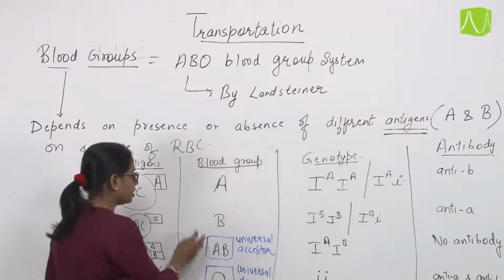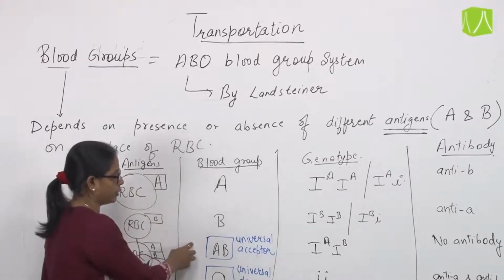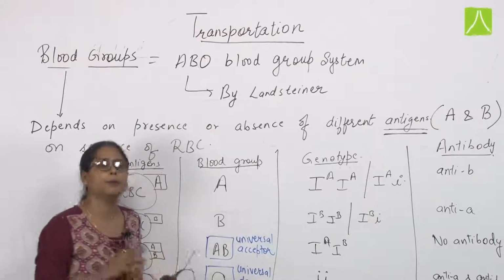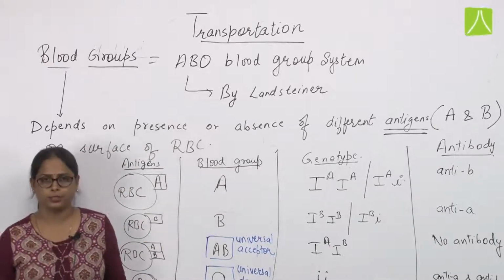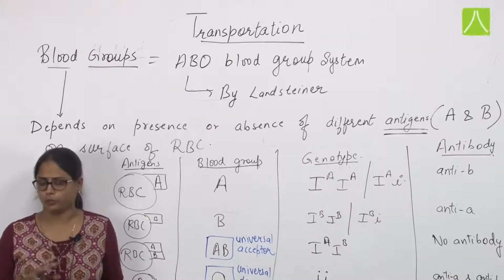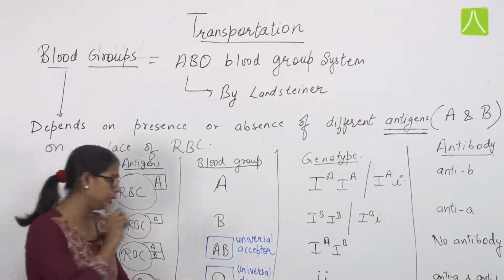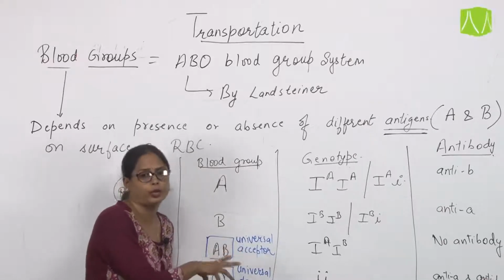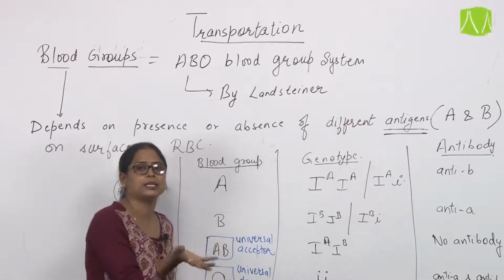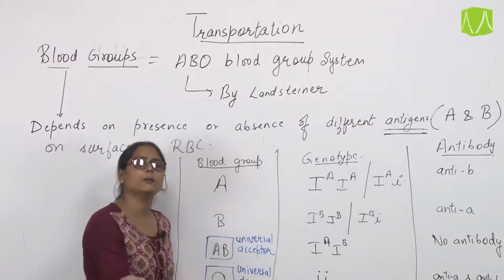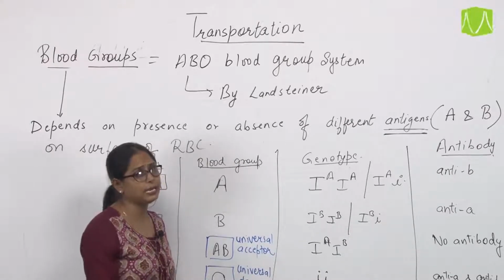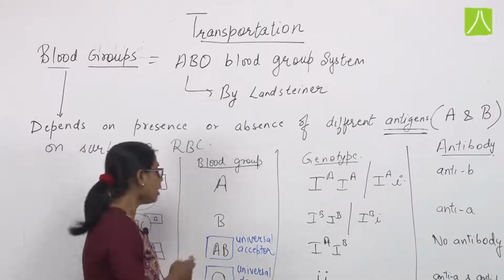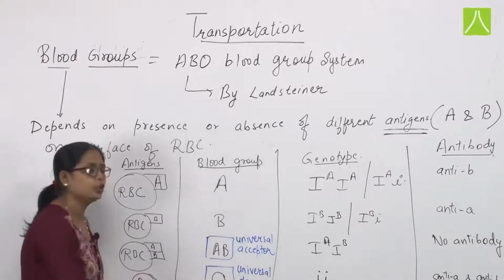That means the people who have AB blood group can accept blood from any person having any type of blood group. Why? Because these people have both antigens, they do not have any antibody to react with any antigen if another person's blood group having any antigen is transferred to this person. O is known as universal donor.